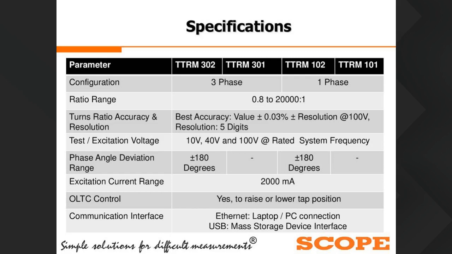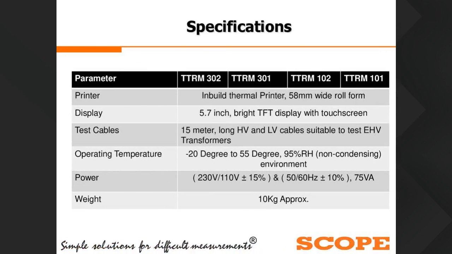And the phase angle deviation range that we have provided in our advanced models, TTRM 302 and 101, is plus minus 180 degree. We have provided an excitation current measuring facility up to 2000 milliampere, that is 2 ampere. Then, as I said, we have provided a facility to raise and lower the tap position automatically from the instrument. Communication interfaces, Ethernet and USB, are provided. Ethernet is for PC connection and USB is for storage device interfacing. Then a printer facility is provided.